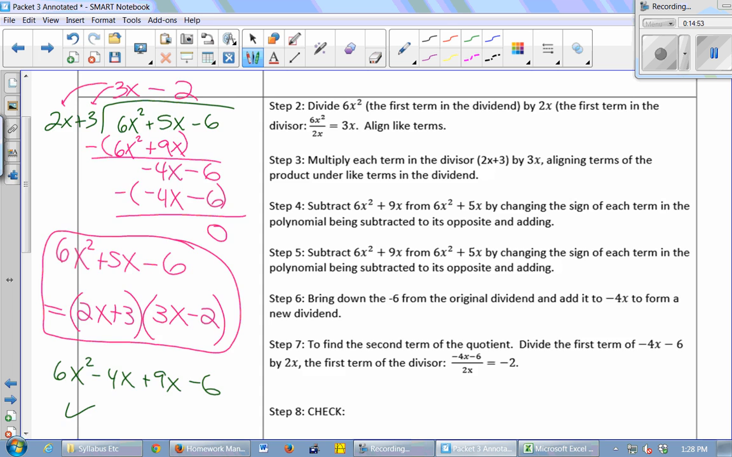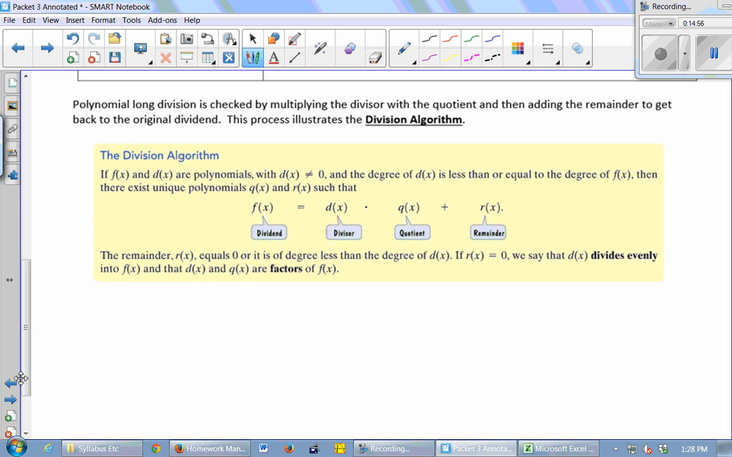Okay, good. All right, so polynomial long division is checked by multiplying the divisor with the quotient and adding the remainder. So maybe I'll write out dividend is f of x. That's the thing under here. Or maybe I'll just use words to help you keep this straight. Dividend is what goes under the bracket thing. And then the number or the expression you divide by is called the divisor. What you get up here is the quotient.